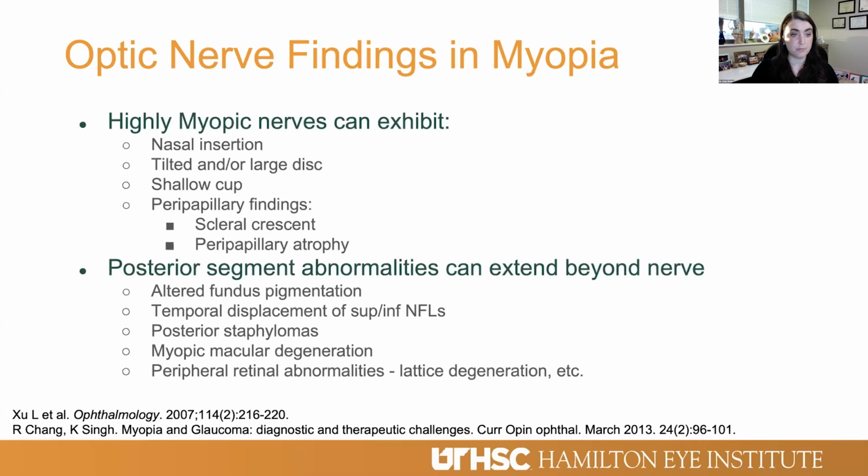Now, of course, as many of us know, these posterior segment abnormalities can extend beyond the optic nerve, with altered fundus pigmentation or increased tessellation, temporal displacement of the superior and inferior nerve fiber layers, posterior staphylomas, myopic macular degeneration, and peripheral retinal abnormalities such as lattice degeneration, holes, tears, etc.